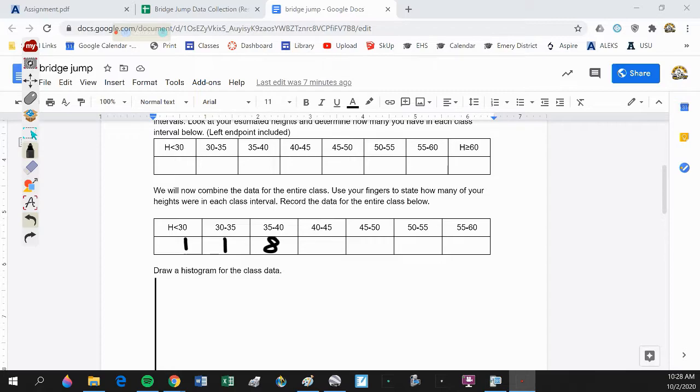Oh, I'm missing one. Oh, oops. This one is supposed to say h is greater than or equal to 60. That's weird. I'll have to fix that later.